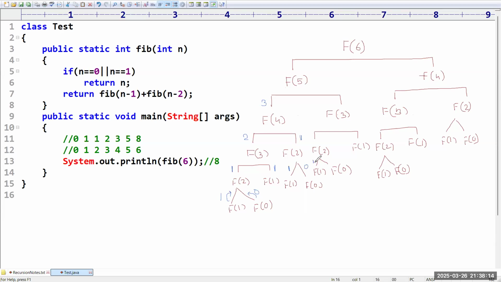And this one is 1 and this one is 0. 0 plus 1, 1. So it is 1, 1 plus 1, 2. So 3 plus 2, it will return 5. This side 1, 0, adding 1. So 1, 1 plus 1, 2. And here 1, 0, addition is 1. 2 plus 1, 3. 5 plus 3, it will return 8. How are we getting 8?